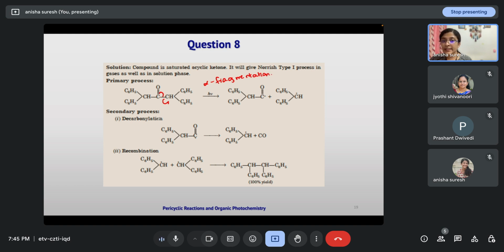First, a decarbonylation can take place, like in this fashion, leading to formation of CO and this radical. Then this radical can recombine with this radical, leading to the formation of the final product. Or it can undergo self recombination also. It will give the same final product. So this is almost 100% yield. So this is how the Norrish type 1 reaction is taking place in the substrate.